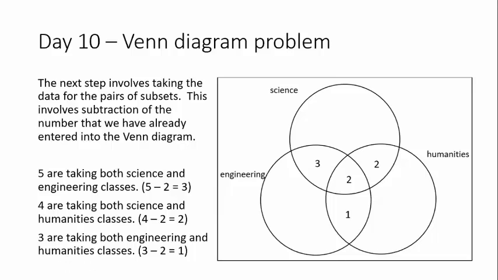We're told in the information that 3 students are taking both engineering and humanities classes. So again, we subtract. 3 minus 2 is 1. We subtract the 2 because that's the intersection of all 3 parts, and the 1 remaining student's out here. Right, so when we add these, we should get the numbers that are given to us. 1 plus 2 is 3, 2 plus 2 is 4, and 3 plus 2 is 5. So we see the numbers in the data that were given to us.